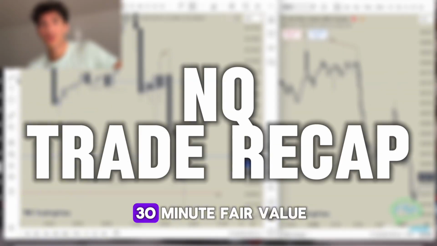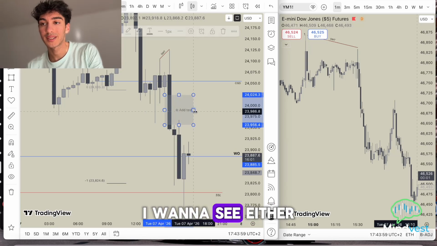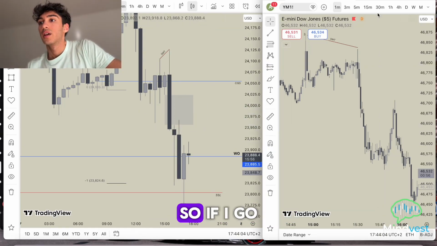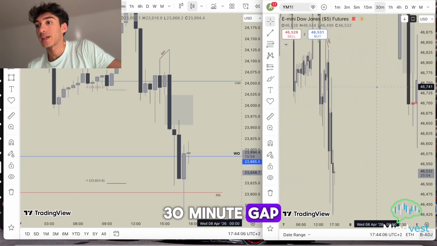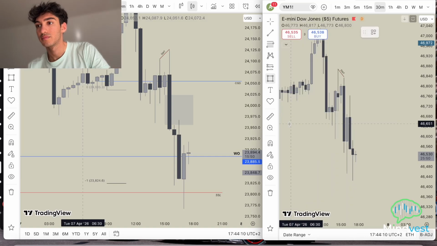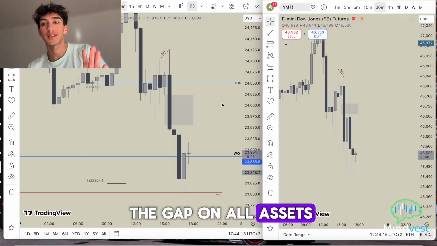Okay, so this 30-minute fair value gap is right here. Now, if I want to trade lower, I want to see either an SMT with the gap or in the gap. So if I go to YM to that 30-minute gap, which is right here as well, I draw this gap out. We tap the gap on all assets, so that's not my importance.